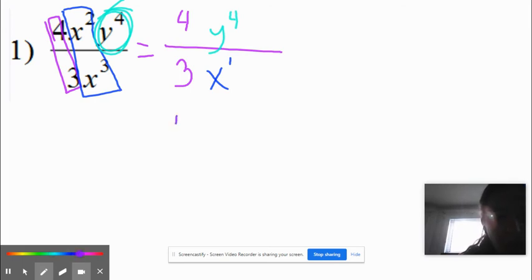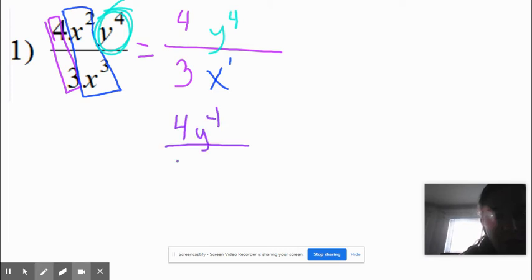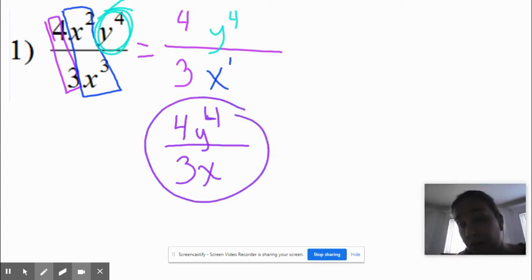It would be 4y to the 4th over 3x. So 4y to the 4th over 3x.